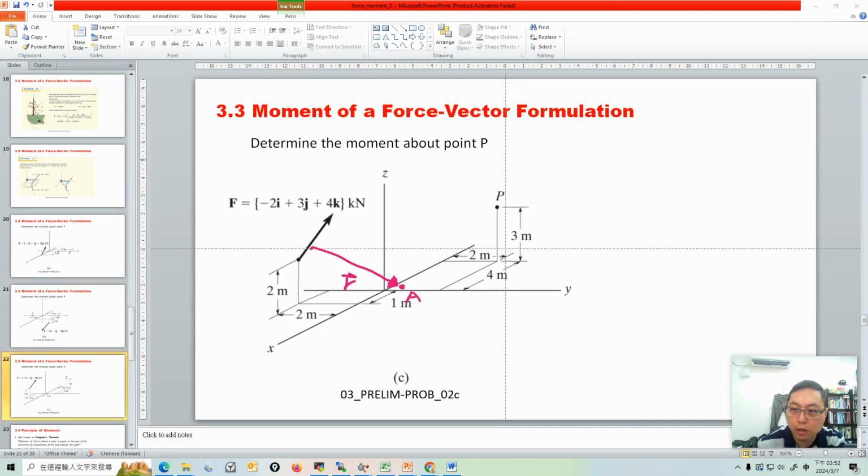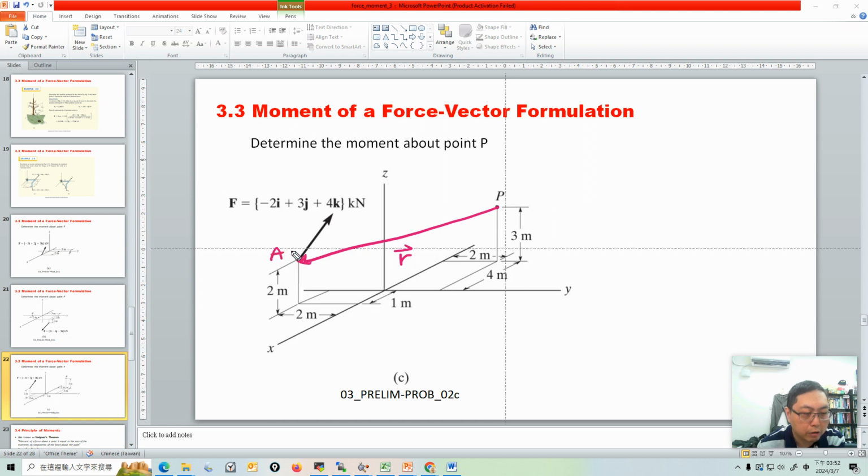The final simple example is this. Same thing, they give you the force vector here, and point P is here. What's the moment caused by the force with respect to point P? The force is acting on this point, so the natural choice for the position vector is here. This is R.